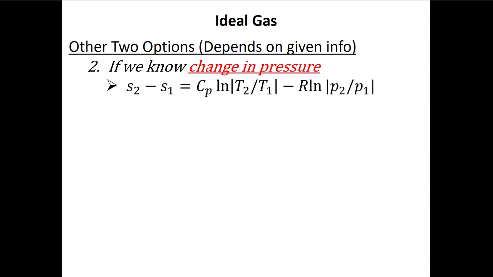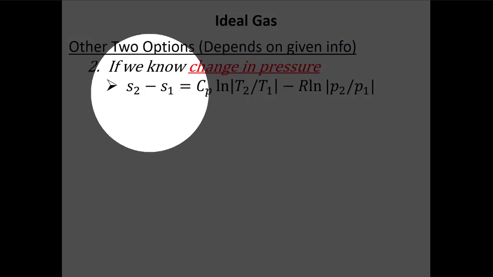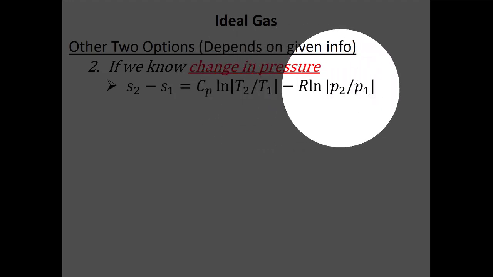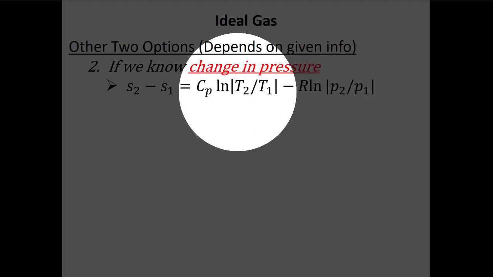Now we have two other options, and they both depend on, first, assuming that the specific heats are constant, and second, which one you pick depends on the information that you've been given. So if we know the change in pressure, which often happens in open systems, we would use this equation. Again, we have the change in the total specific entropy is some function that's got to do with the change in the temperature and the change in the pressure. You'll notice this part looks a little bit like what we saw for subcooled liquids.